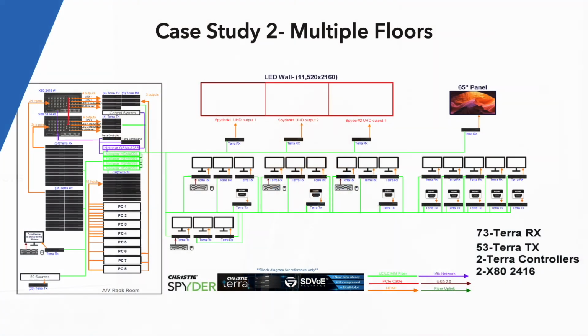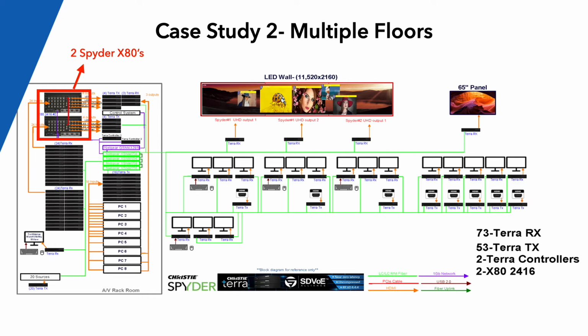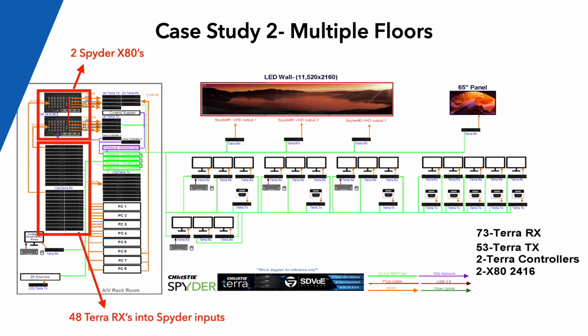Case study number 3. This is an LED wall with 2 Spiders. Terra. They can play content. They can move that content anywhere in that LED. 48 Terra receivers sit upstream of 2 Spiders. So that's 48 channels of video that they wanted to see on that video wall at one time. And they can do that with the Terra system up and downstream of the Spider.